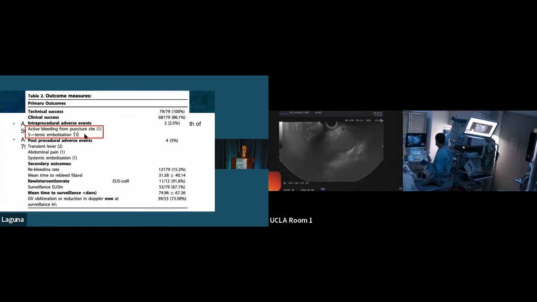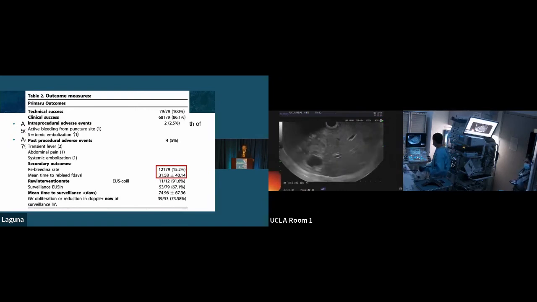So I'll just run through their table, and I apologize, there are a few typos in their table. But in terms of adverse events associated with this, there was only 1 systemic embolization in this cohort of 79 patients. What's interesting, though, is they had a fairly high rebleeding rate of 15%, which, if you look at the previous literature that I presented, is a little bit high. And again, this may speak to the learning curve that's involved in terms of how you approach this.